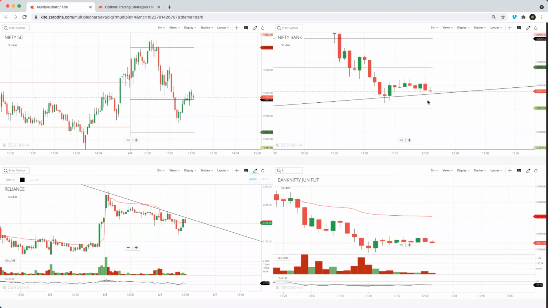Most likely this level could be taken out. This trend line could manage to get pierced. Let's see how it goes.